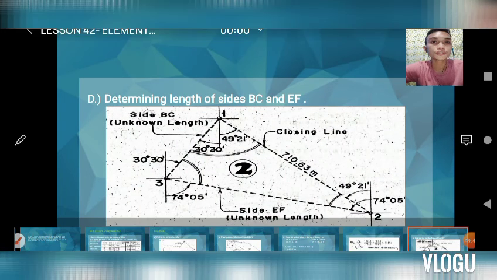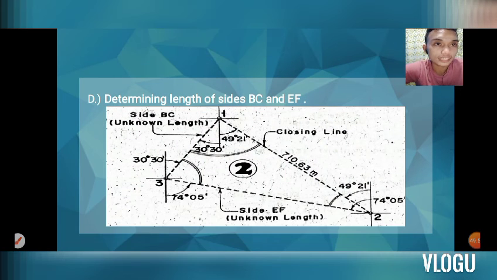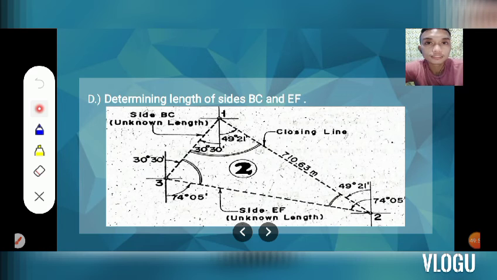Next, determining the length of sides BC and EF. This is the side BC, with unknown length. Then here is our side EF, also of unknown length. This is our closing line. This is the triangle I mentioned earlier, which we can use to calculate the unknown values.